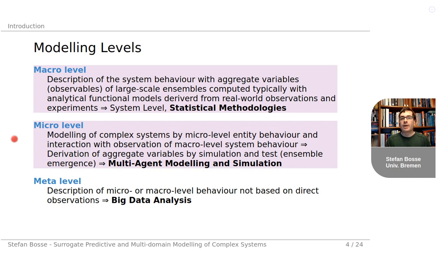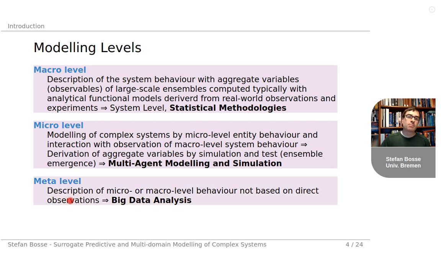Secondly, we want to address the micro level. That means modeling of complex systems by micro-level entity behavior and interaction together with observation of macro-level system behavior. That means the derivation of aggregate variables by simulation and test, by probing in a simulation. So we have a modeling on entity level, the interaction of humans, the mobility of humans, the behavior of humans, and so on. And we want to observe the emergence of the ensemble. That means the macro-level observables. So here we're using basically multi-agent modeling and simulation.